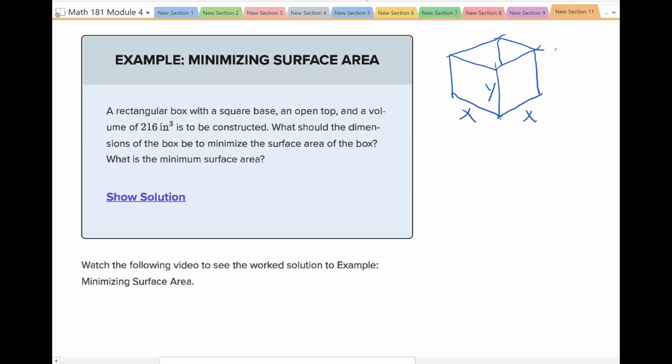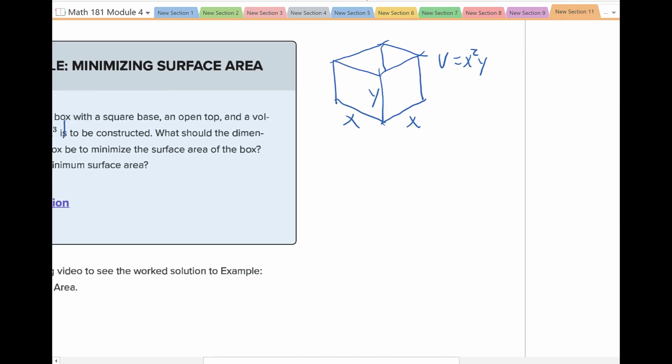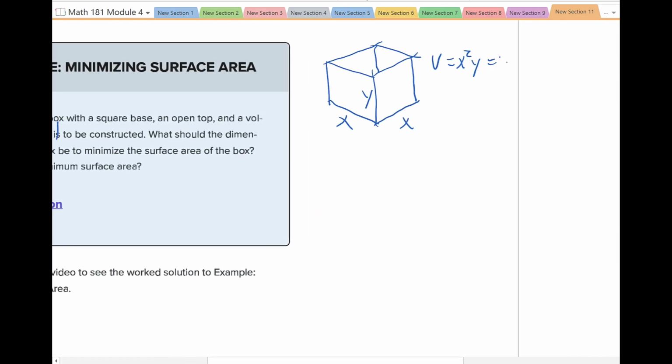So the volume of this box is going to be x squared y. And it says that the volume is 216 cubic inches. So you can say y equals 216 over x squared. You're saying, why would you do that? Because they want to know the minimum surface area.